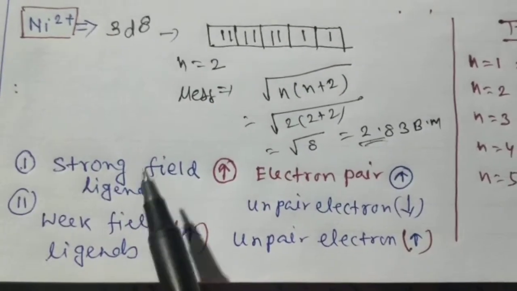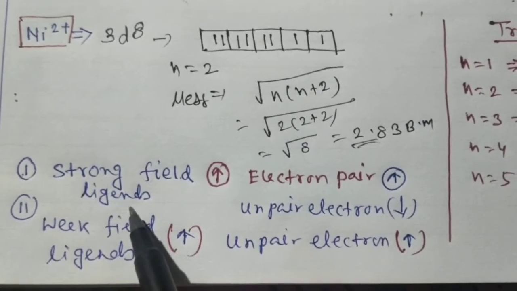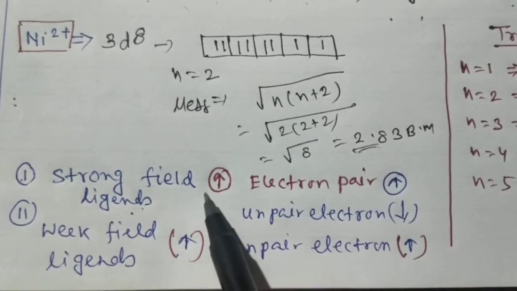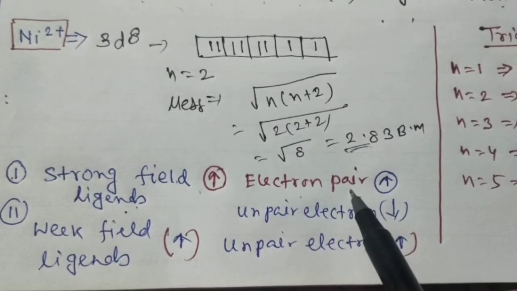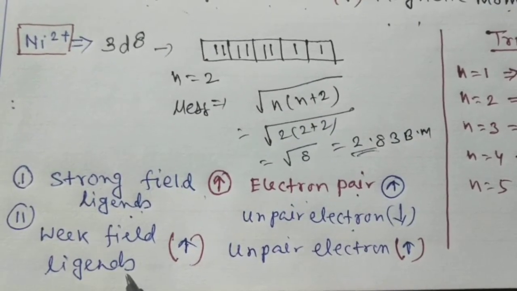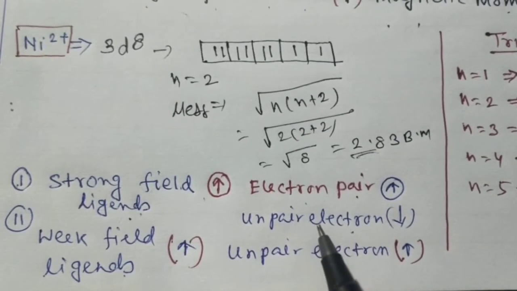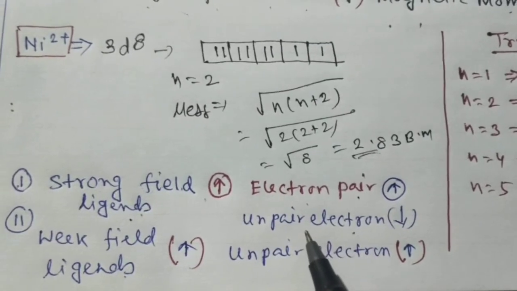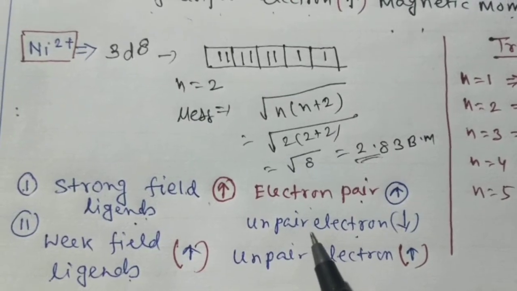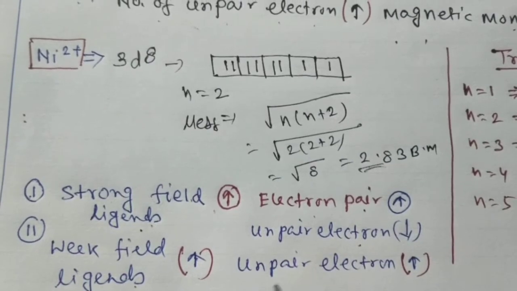Now an important characteristic is strong field ligand, this is very important. If strong field ligand is present and it increases, then electron pairing increases and unpaired electrons decrease. If weak field ligands are present, then unpaired electrons increase. Which are strong field ligands and which are weak field ligands? We uploaded a video already for strong field and weak field ligands. Please see these videos.